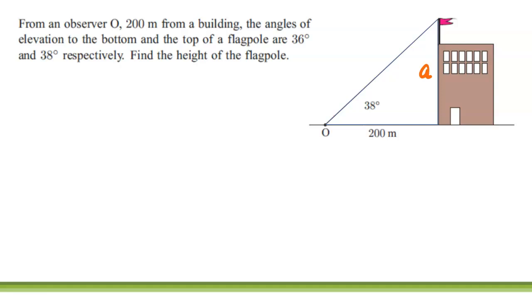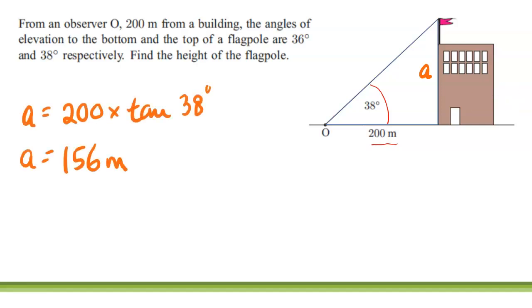And I would have noticed that A is the height, and we've got an angle of elevation here of 38 degrees, and we have an adjacent side of 200. Now, using that information, I can figure out that A must be 200 times the tan of 38. Again, if you're not sure, you can work out the ratio. A divided by 200 is the tan of 38, and so therefore A must be 156 meters. That comes via your calculator.